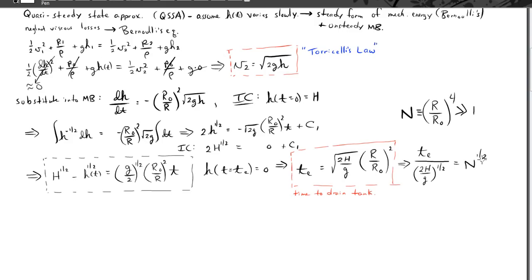Or another way to write this is T divided by 2nh over g to the 1/2 is equal to 1, TE, the efflux time. So that's the result we'll come back to in a few moments. For now, we'll just highlight this with a rectangular kind of thing, written at an angle there.